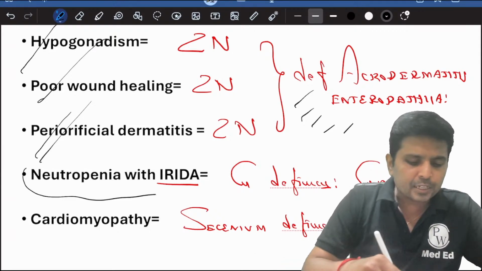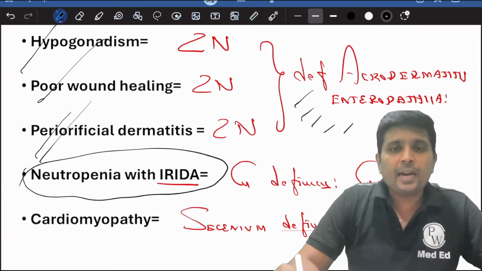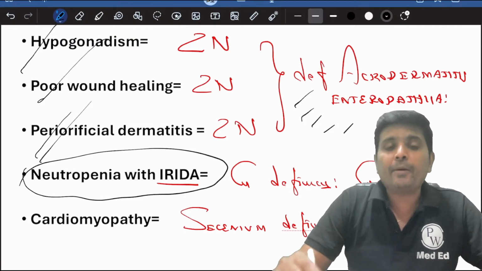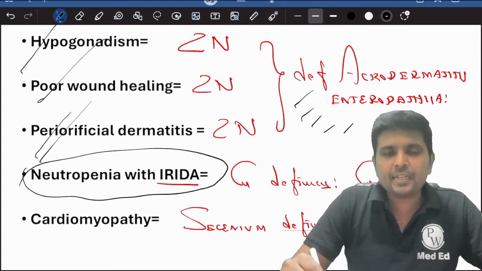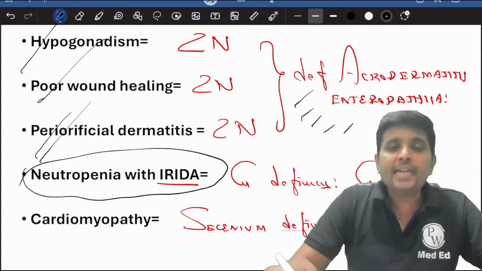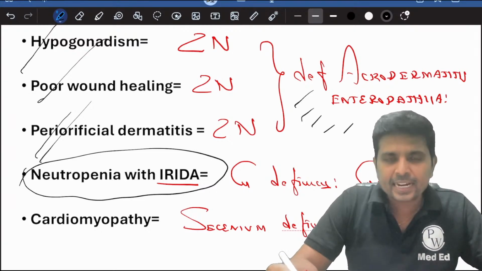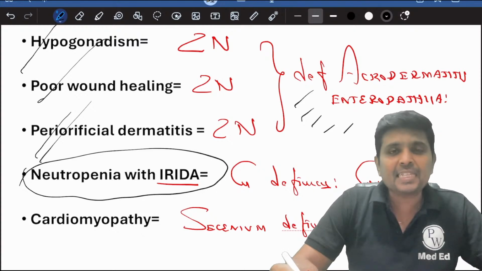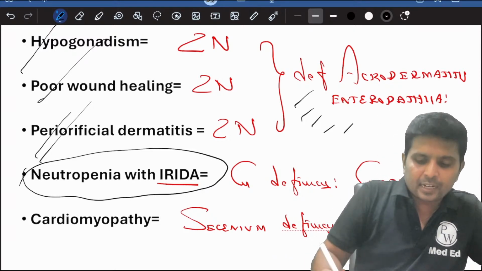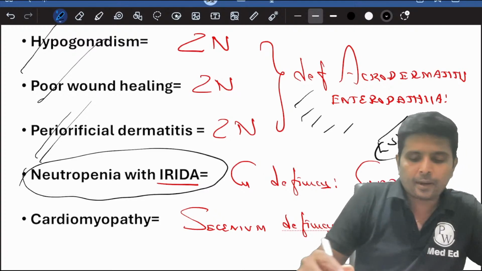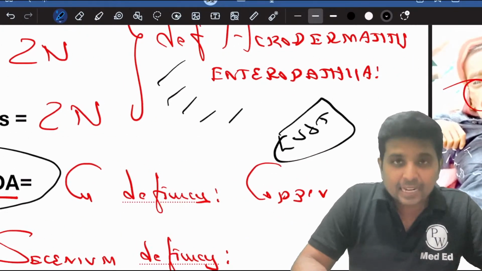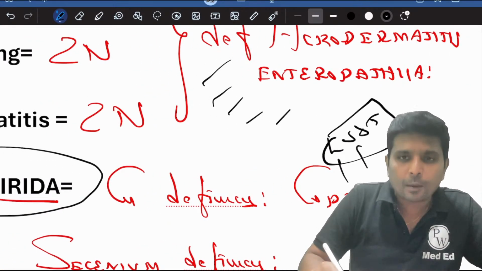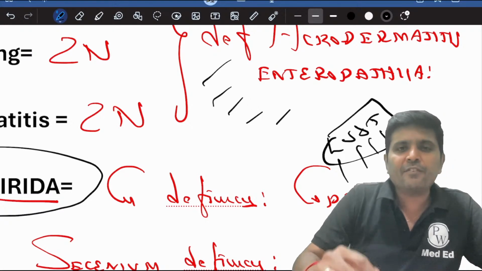And one more good point is neutropenia with IRIDA. What is called IRIDA? IRIDA means iron resistant iron deficiency anemia. Whenever you see a case of microcytic hypochromic anemia, we often think that it is due to iron deficiency, but it is not so. It can also be due to LUST. L stands for lead, U stands for copper, S stands for sideroblastic anemia, and T stands for thalassemia. So microcytic hypochromic anemia, other than iron deficiency anemia, is characterized by LUST.